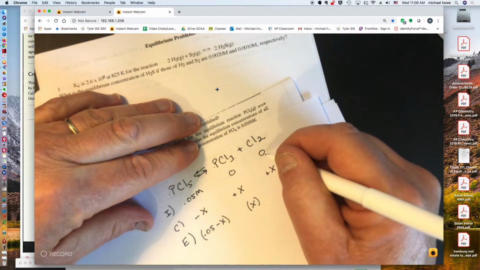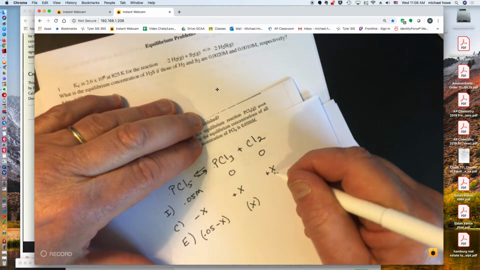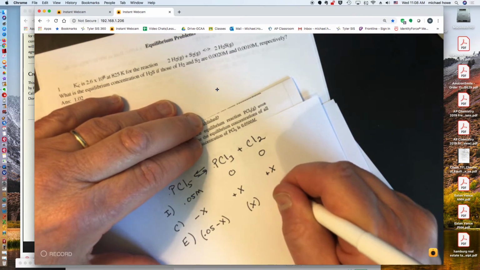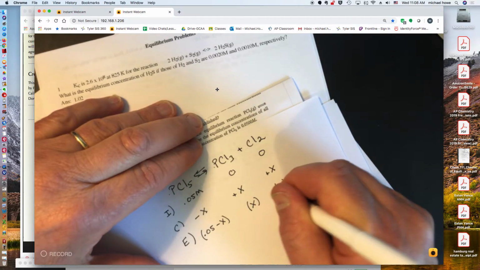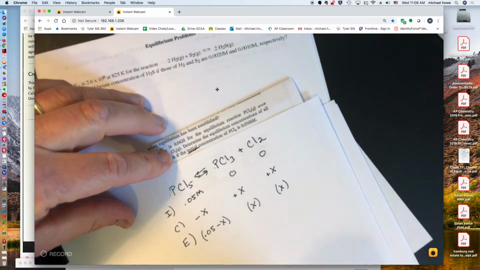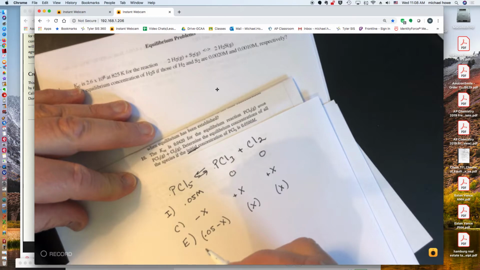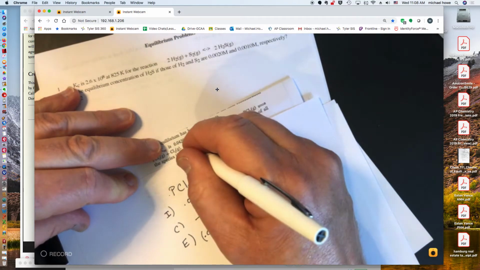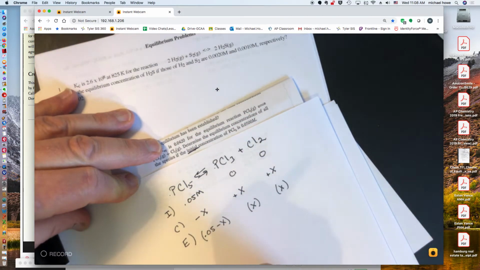All right, so same thing over here. We didn't have any, so we had X amount produced, so you have X. Now we know the equilibrium constant in this problem is 0.042. So 0.042 is our equilibrium constant.